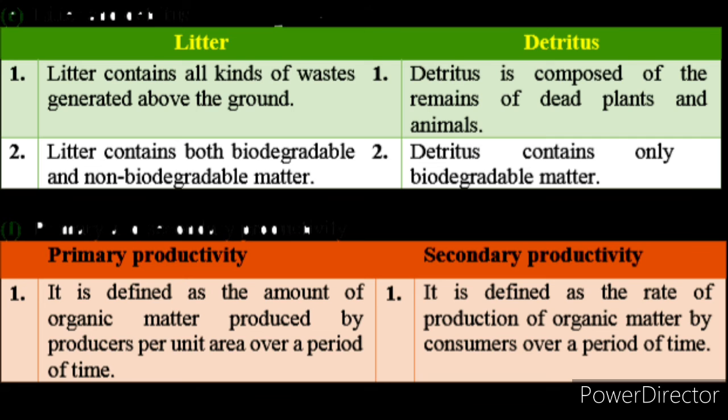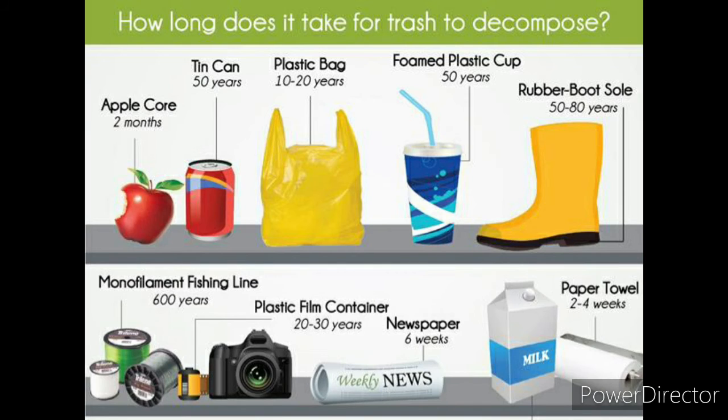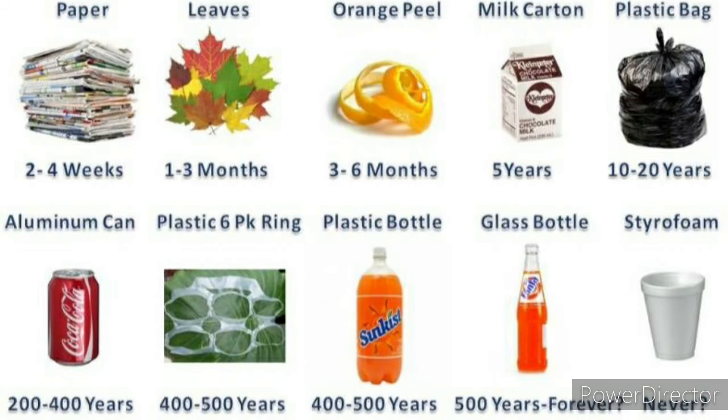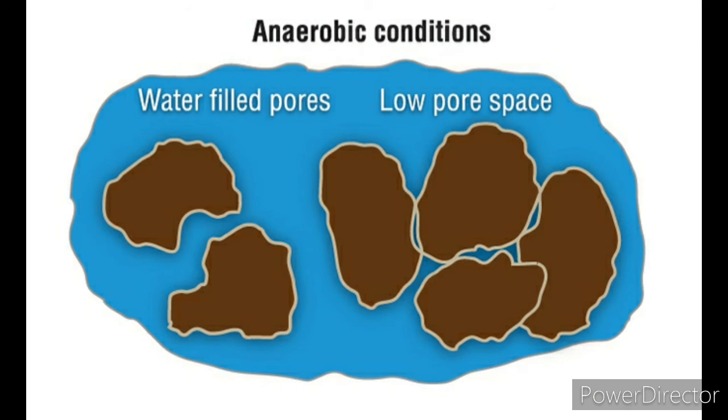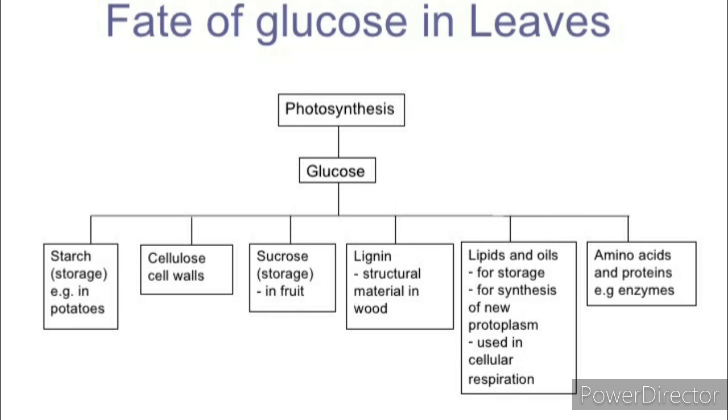From this image, you can understand the difference between litter and detritus. Actually, the chemical composition of detritus and climatic factors determine the rate of decomposition, and decomposition is largely an oxygen requiring process. The rate of decomposition is lower if detritus is rich in lignin and chitin. The decomposition rate is quicker if detritus is rich in nitrogen and water soluble substances like sugars.